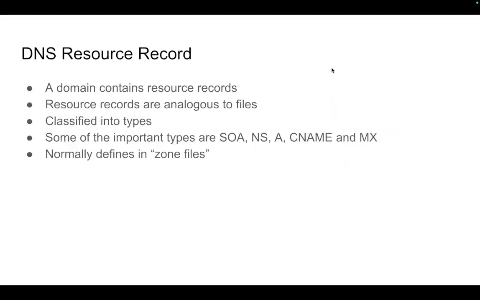Now, in order to understand DNS, we have to understand the DNS resource record. A domain contains resource records. Resource records are analogous to files. These are classified into different types like SOA, NS, A, CNAME, MX. These are all defined in zone files.